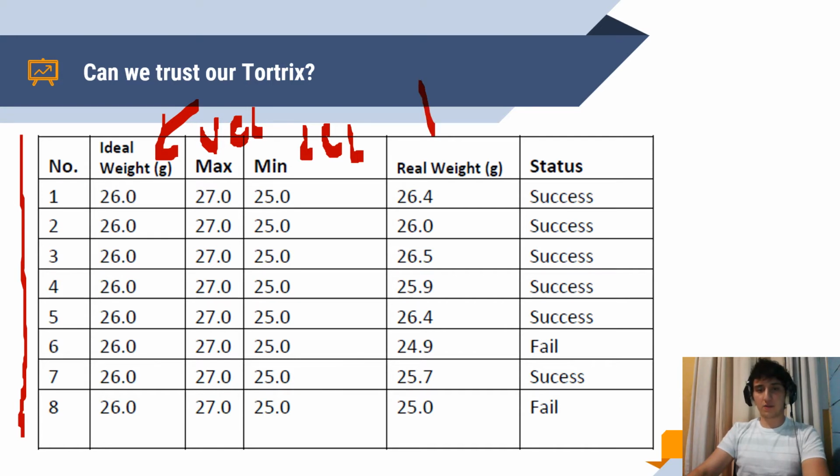And here we have all the measurements I made. And as you can see, we had mostly success. We only have 2 fails, which is pretty decent. I mean, this one failed by 0.1 grams, and this one also. So it could be worse.